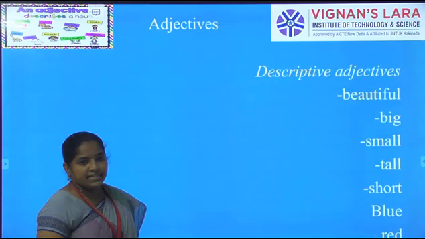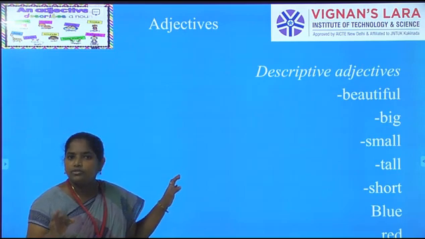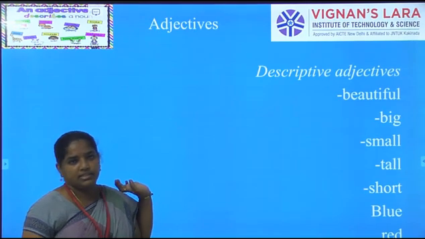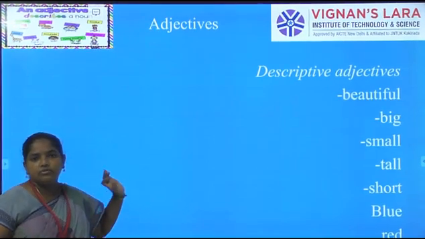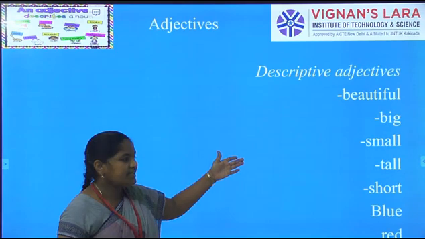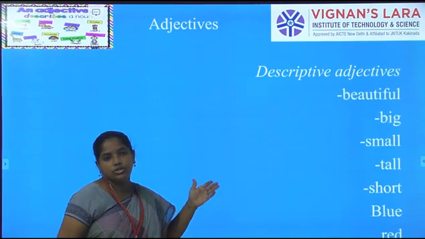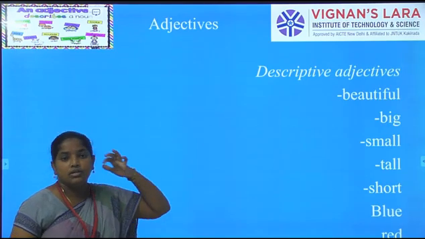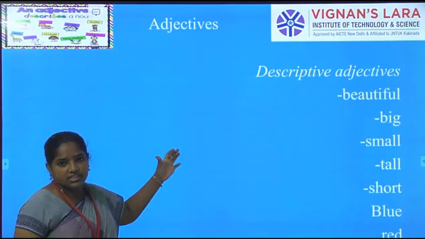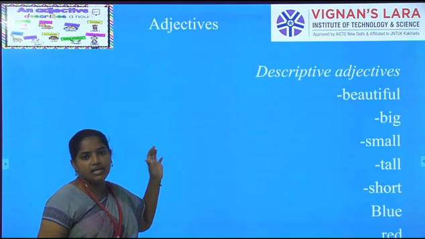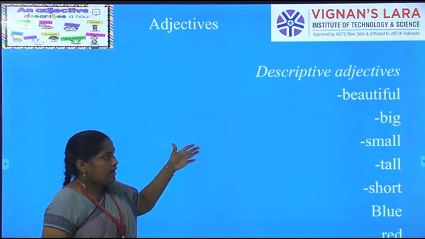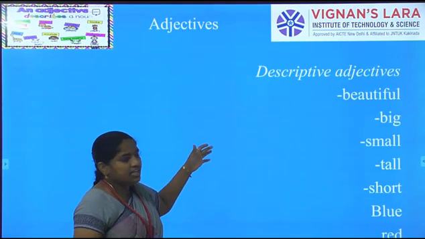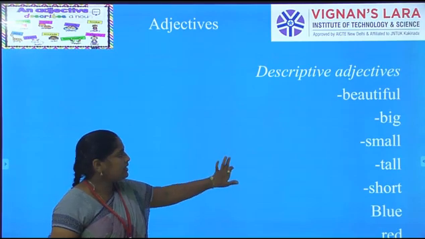Next, coming to descriptive adjectives. There are two types of adjectives: determiners and descriptive adjectives. Descriptive adjectives are like beautiful, big, small, tall, short, blue and red. These are all descriptive adjectives. Descriptive adjectives give more information about the noun, and I consider them more important.